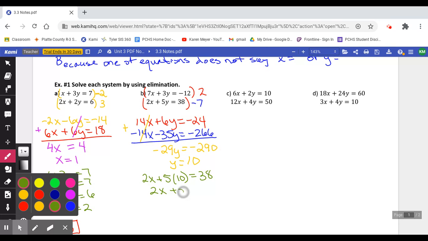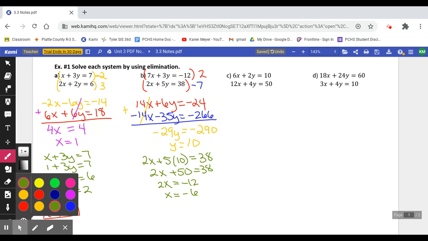So 2x plus 50. Subtract your 50 over. So 2x equals negative 12. Divide both sides by 2, and you get x equals negative 6. Don't forget to write your answer as an ordered pair. So negative 6, comma 10.